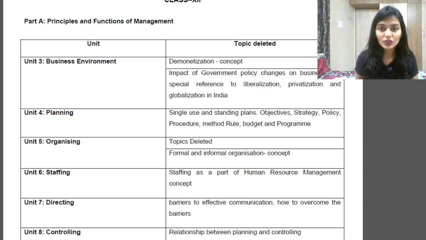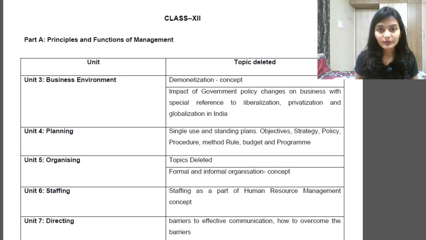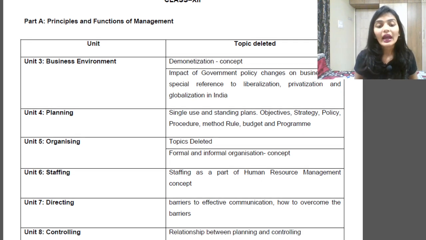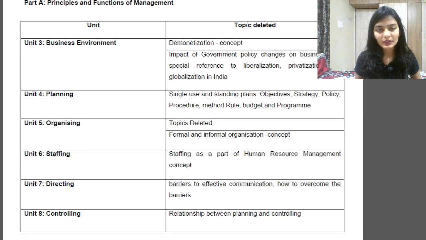If you can understand, this was for class 12th, part A. So chapters 1 and 2 stay the same. 3, 4, 5, 6, 7 and 8 have small changes. In 3 and 4, there is a little bit that is deleted. Formal and informal organization, chapter 5, is deleted. There is also some relevant thing that you can see in staffing, directing, controlling. It's very basic, normal.